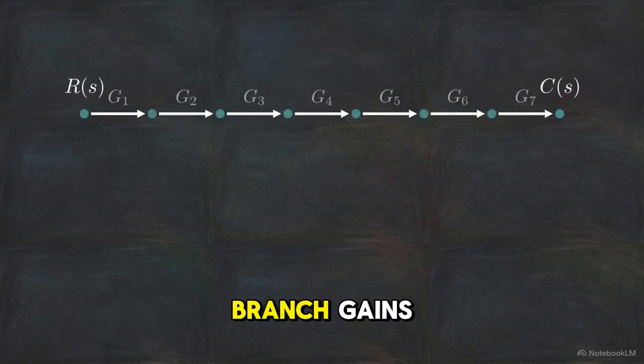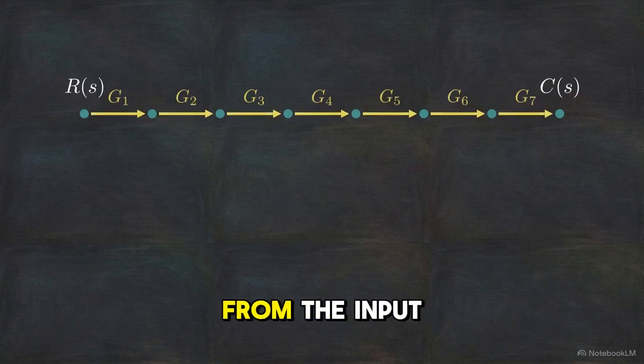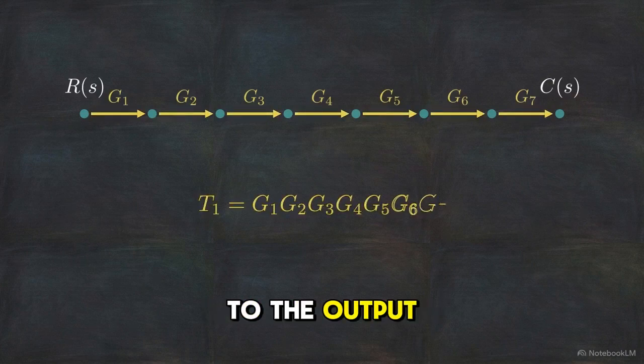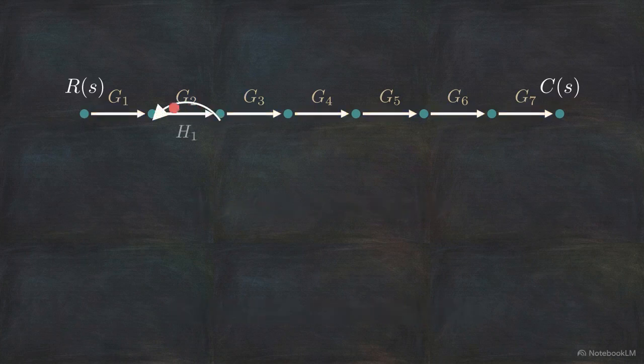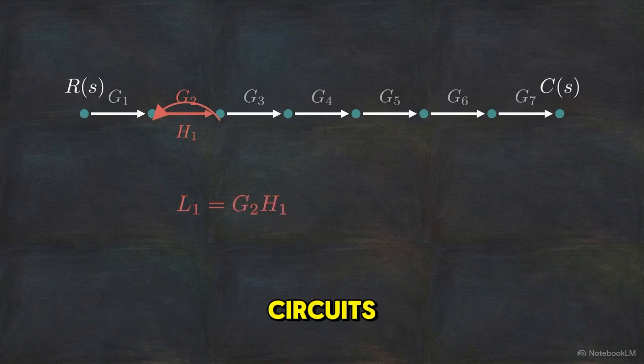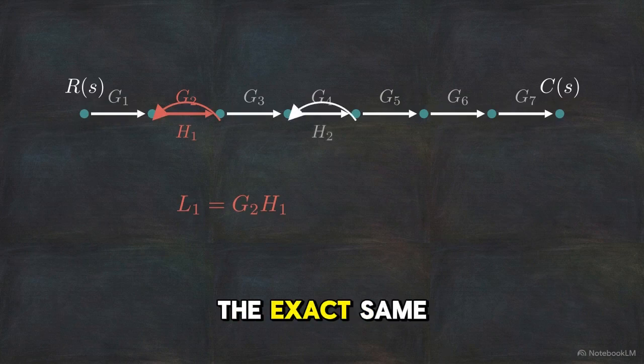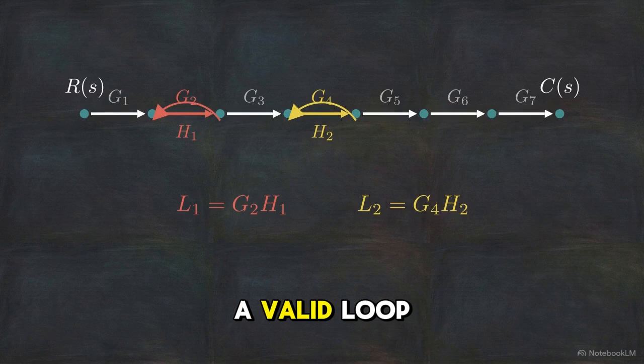The first component is the forward path gain, T sub k. This is the product of all branch gains found by tracing a path straight from the input node R of S to the output node C of S. For example, multiplying the entire central line from G1 through G7. The second component evaluates the closed circuits, known as loop gains. A loop gain is calculated by tracing a path that starts and ends on the exact same node, like the circuit connecting G2 and H1. A valid loop cannot pass through any node more than once.